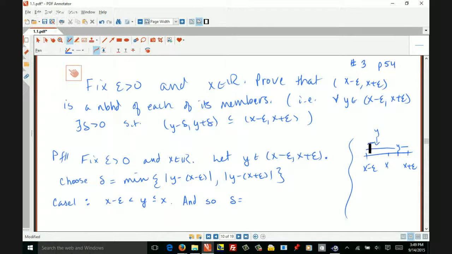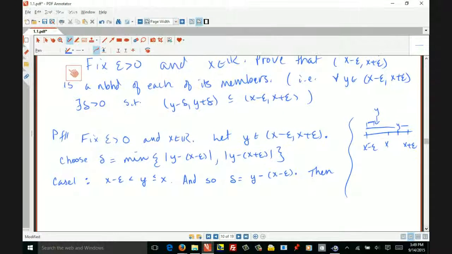It'd be this distance right here from here to here, right? So that's going to be equal to y minus x minus epsilon, right? So far it looks similar. Now here's where we're going to change it a little bit. Let's look at the absolute value now of x minus u. That's what we care about.